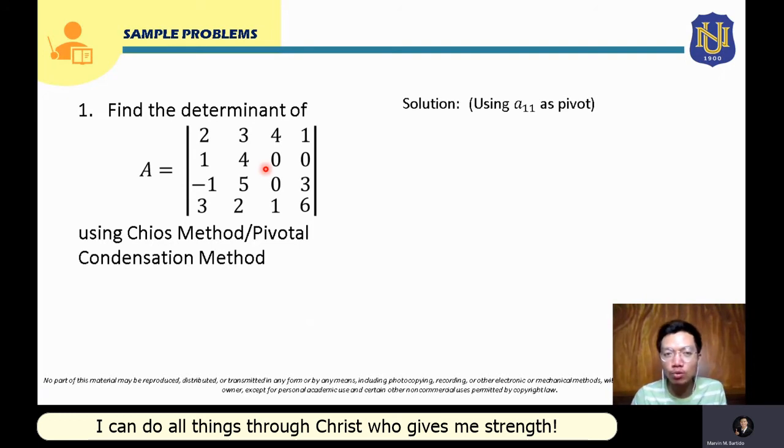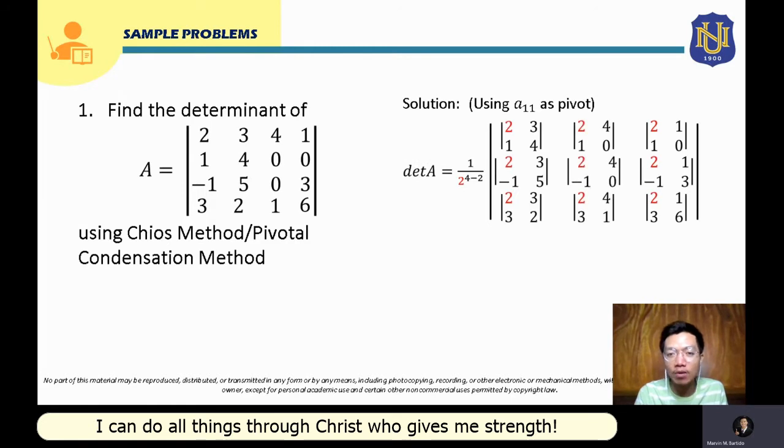From that, we are going to apply our formula. Our formula for determining the determinant of A will just be 1 over A_mn, or the chosen element, raised to n minus 2, wherein n is the order or number of rows. In this case, the number of rows here is 4, so our n here for our formula will be 4. Applying our formula, again, that will be 1 over our chosen element, which is 2. A11 is our chosen element. And then raised to n, our n is 4, minus 2.